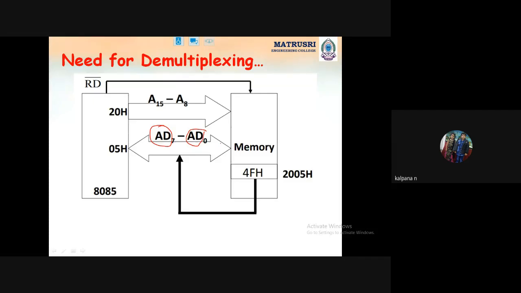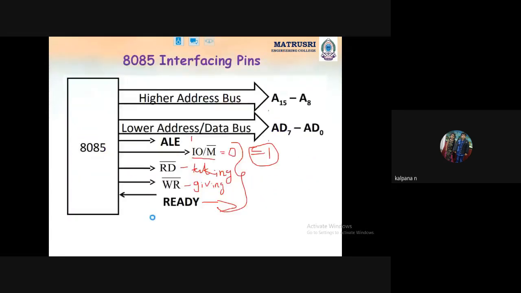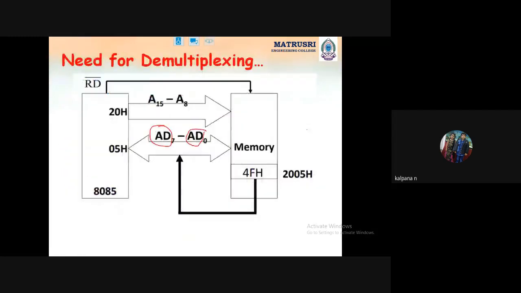Yes or no in the pin diagram? If there is a bar, for example, consider IO/M bar. This is also one pin, but this pin has two functions. For logic 0, M will be enabled, and for logic 1, IO will be enabled. Whereas here, for AD0 to AD7, no bar is given, which means both will be enabled for logic 1 only.